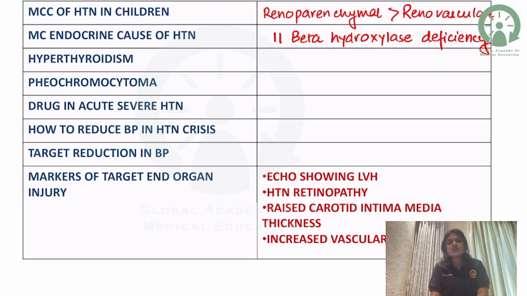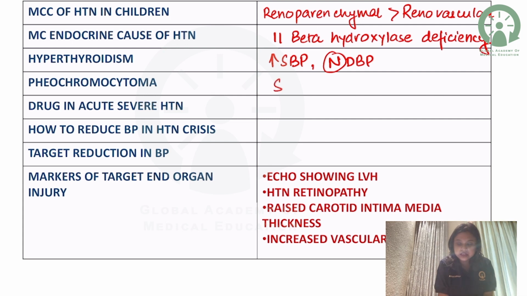Now, in hyperthyroidism also we can have hypertension. But remember, in hyperthyroidism, usually we have a normal diastolic blood pressure and increased systolic blood pressure. Whereas in pheochromocytoma, which is nothing but an adrenal medullary tumor, whenever we go for an abdominal MRI, we find the light bulb sign. So light bulb sign in abdominal MRI is suggestive of pheochromocytoma, and pheochromocytoma will present with sustained or persistent hypertension.